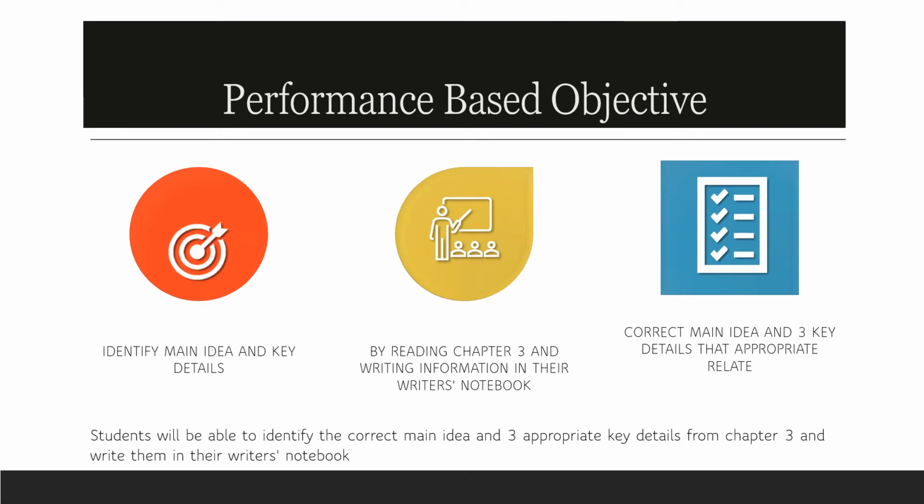Let's take a look at some examples. The target behavior is to identify main idea and key details. That comes right from the state standard. The students are going to do that by reading chapter 3 and writing information in their writer's notebook. And the criteria for success is going to be that they have the correct main idea and 3 key details that appropriately relate to that main idea. So our objective might be written something like this. Students will be able to identify the correct main idea and 3 appropriate key details from chapter 3 and write them in their writer's notebook.